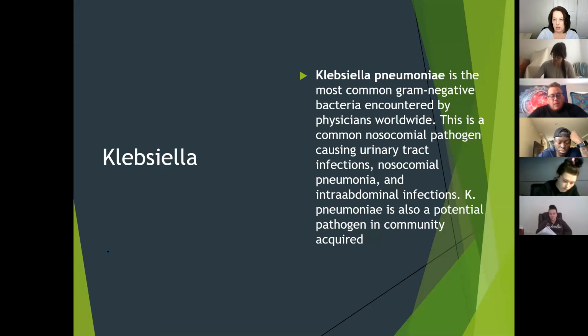So this is the most common gram-negative bacteria that physicians see because it presents itself in so many different areas. So it can be a UTI and be in the urine. It can be in the blood. It can be in a wound, or it can be respiratory.